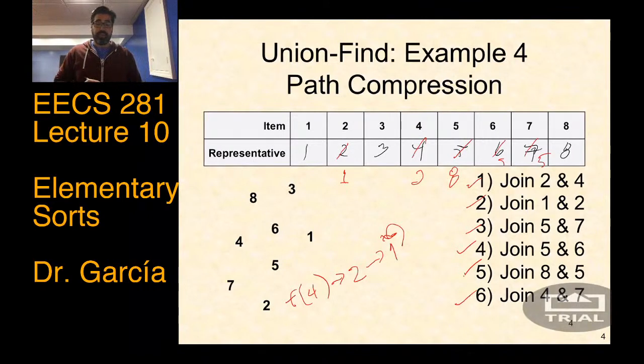Traditionally the find operation would end there at finding the correct representative. But as we're saying with path compression, after you do this, what you're going to do is say, well, now that I know what the correct representative is, I might as well set the actual representative to be 1, right? So at that point, we now set this to 1.